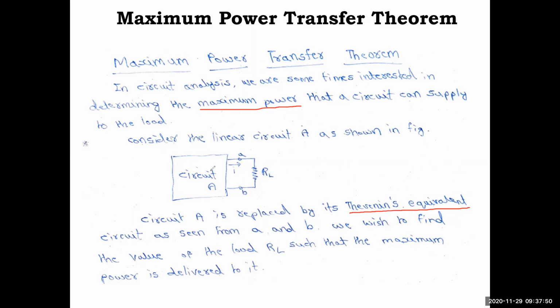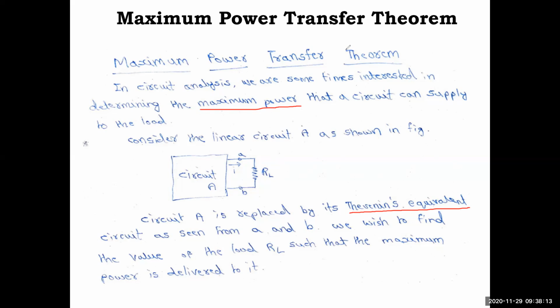So when we have a Thevenin's equivalent voltage ETH and RTH in series, when can the maximum power be delivered? When the resistances are equal, RL is equal to RTH, and then you'll have the maximum power transferred to the load. That theorem we'll try to prove.